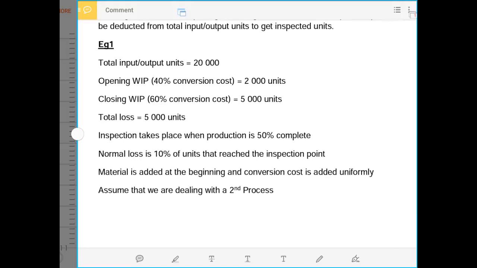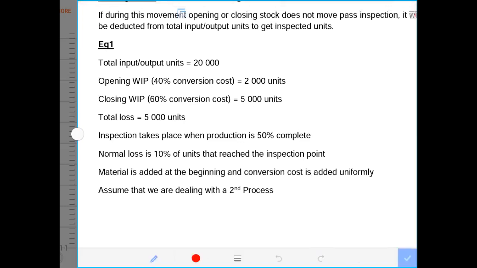So now we have example number 1 that I will start with, and I will go to example number 2 and example number 3, and I will thoroughly explain both of them in detail. Then example number 1 says total input output units. That means they are telling us that we started with 20,000 units. These are the units that we started with.